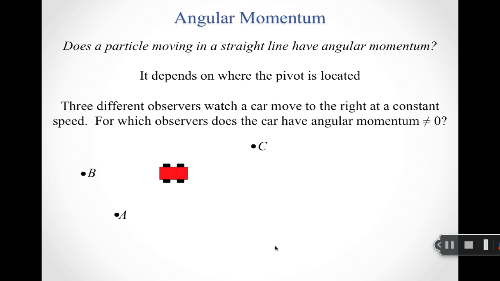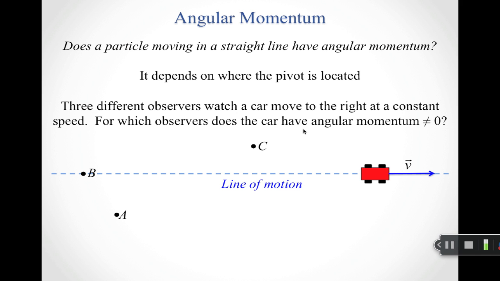So let's say I have a car, and then I have three different observers, an observer at A, an observer at B, and an observer at C, that are going to watch this car move to the right at a constant speed. So there's my car, it goes to the right, so there's its velocity vector. What I'm interested in is for which observers does the car have an angular momentum that's not equal to 0? And again, thinking about the way we finished up on the previous slide, it's easy to draw in my line of motion, the line running to the right. And then if I think about that perpendicular distance, for my observer at A, its perpendicular distance will be here. So here's the L.